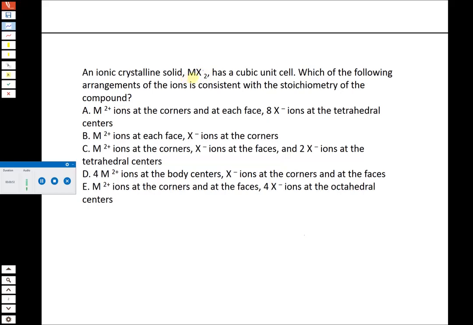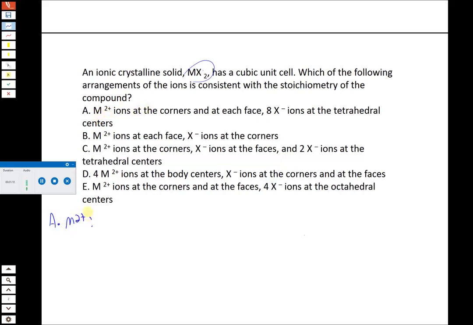So you have a crystalline solid MX2, that's the chemical formula. And we want to know which of the following arrangements of ions is consistent with the stoichiometry. So this is really, again, using the rules that we learned for counting different positions in a cubic unit cell and figuring out which ones of these gives us the correct ratio of MX2 as the empirical formula. So for choice A, we're going to go through all of these one by one. We have M2+ ions at the corners and the faces.